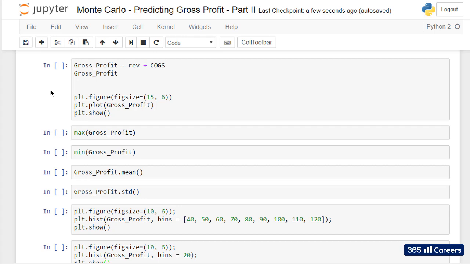The difference between revenues and COGS gives us gross profit. Computing the latter is the objective of this lesson. Since we have generated 1,000 potential revenue and COGS values, calculating the simulation of gross profit requires us to combine the revenue and COGS. We created COGS as a negative number, so it is correct to use a plus and not a minus sign here.